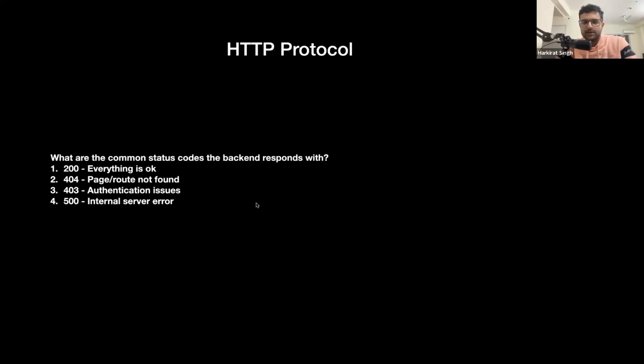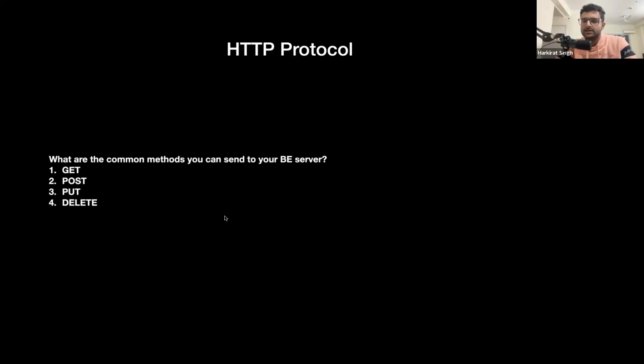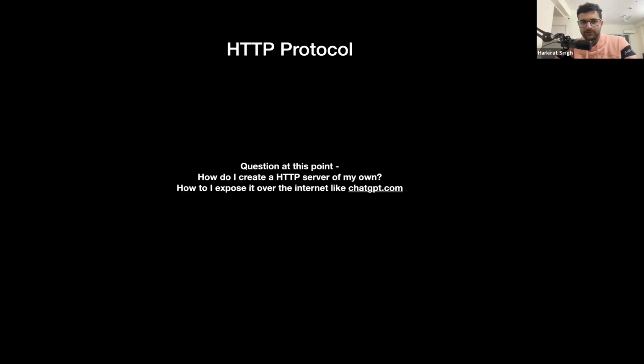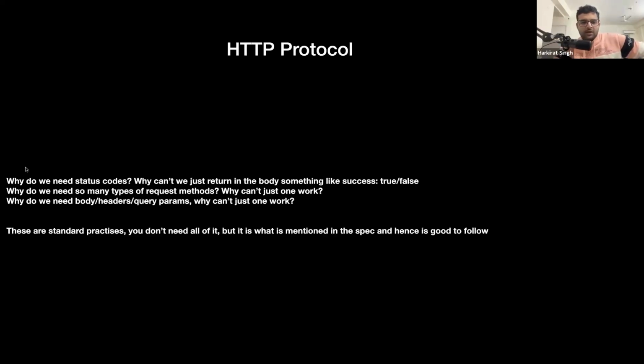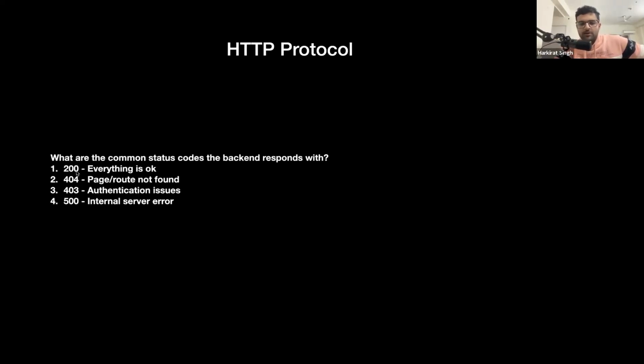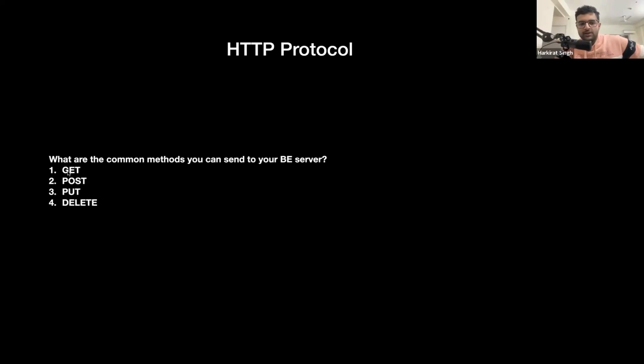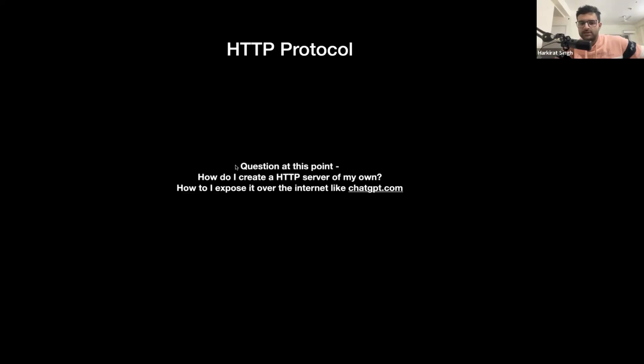All right. This is the status code section, and this is the methods section. You don't have to follow these conventions, but it's good to follow them. Lastly, why do we need status codes? This is just a slide that repeats the same thing. You don't need any of this. You can always just respond back with 200. You can always just send a get request and have get handlers on your backend. But it's good to follow practices.